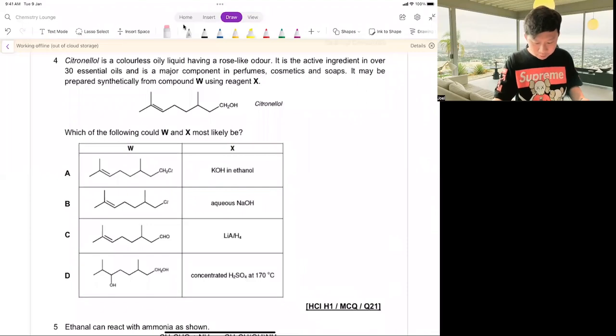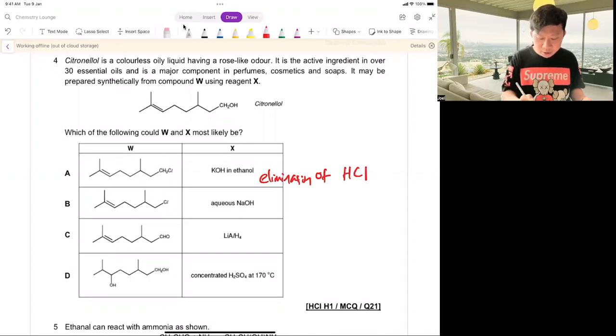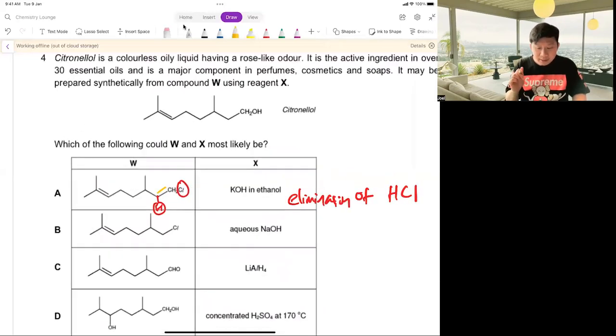Okay, so which of the following could be W and X? To form that, it may be ascending from W using X. Okay, so we do one by one. The first one is about what? KOH ethanol. That is your elimination, right? Wrong, because elimination of HX. So for this case, HCl. So I should have a Cl gone and the H here gone. So I should have a new double bond. Do you understand? Can you visualize? KOH ethanol is elimination of HCl.